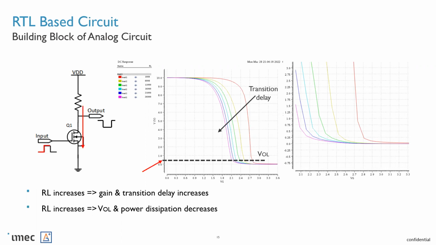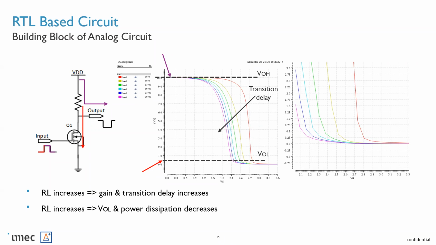When the transistor is on, we see the output is low, and when the transistor is off, then we see the output is high. And that's how it is working as a basic inverter. And this basic RTL inverter is a building block for the analog circuits. So here we see that the load resistance has a crucial role in realizing the gain, the delay and the power dissipation of the circuit. If we increase the load resistance, it increases the gain and the transition delay also increases.